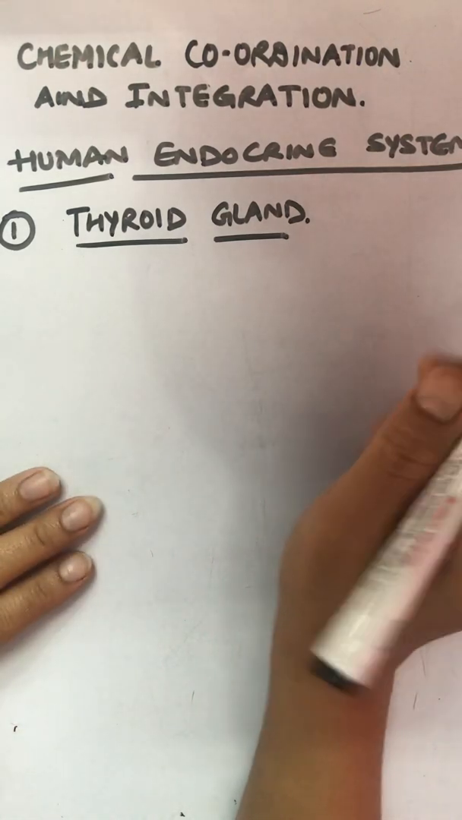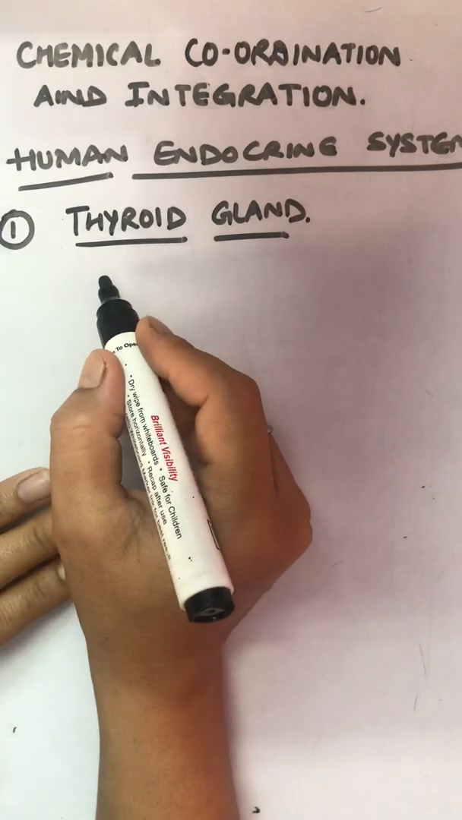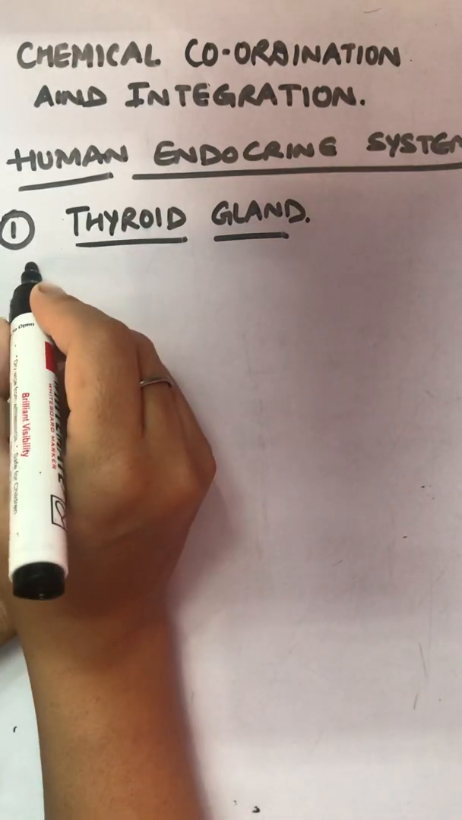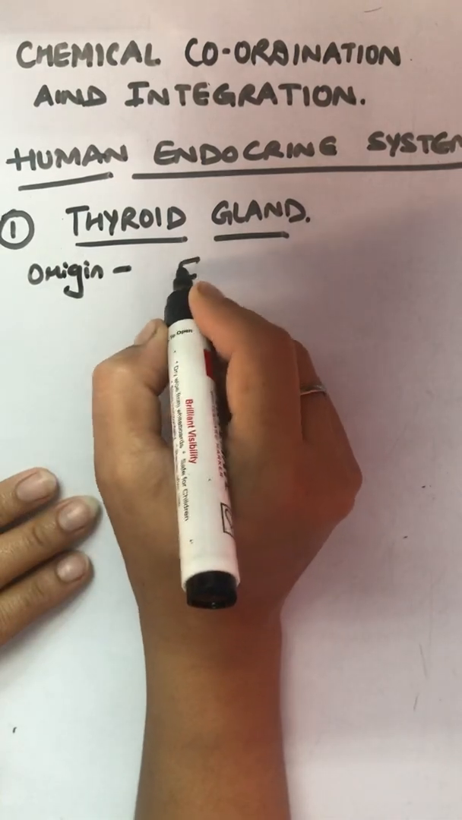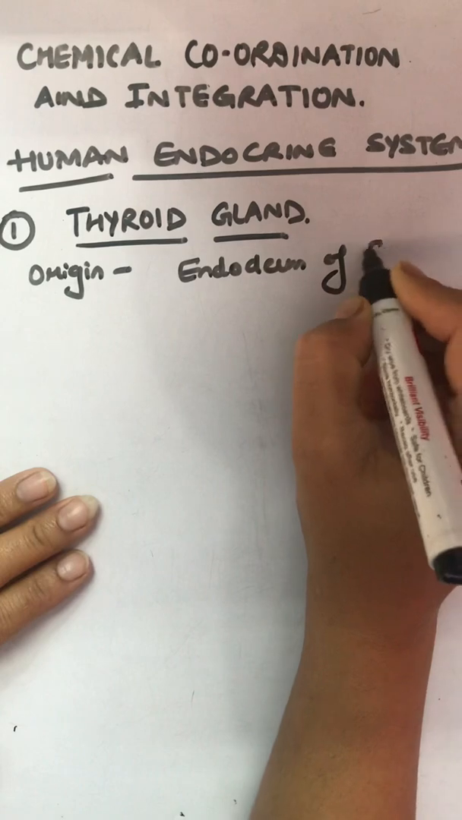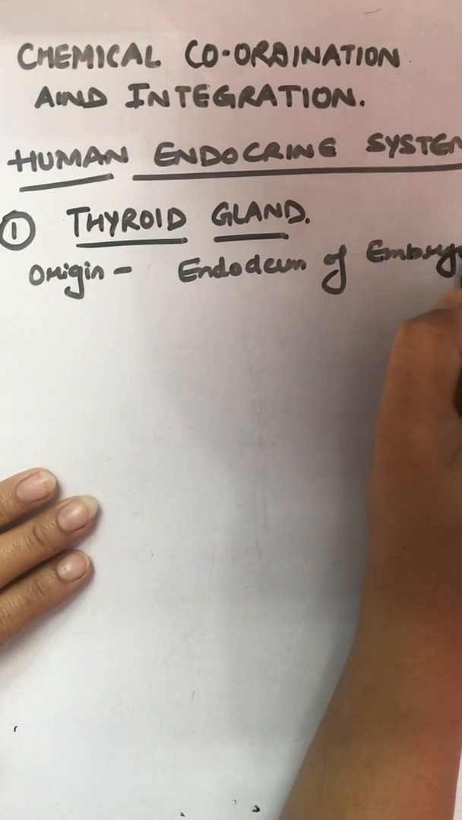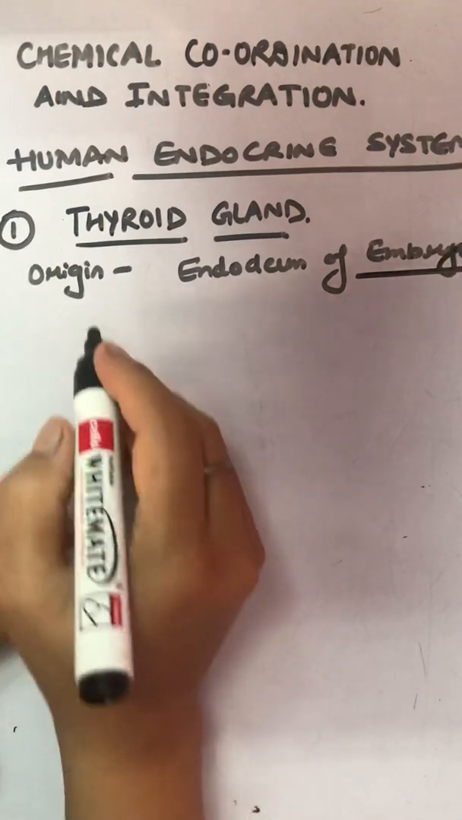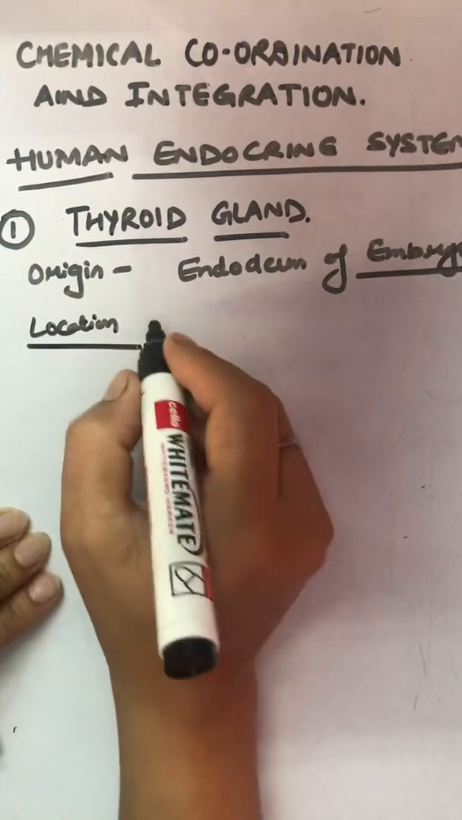Today moving to endocrine system, human endocrine system, and the first one we are going to cover is thyroid gland. Origin: it's the endoderm of embryo. Endoderm is the germ layer. Then location and structure.